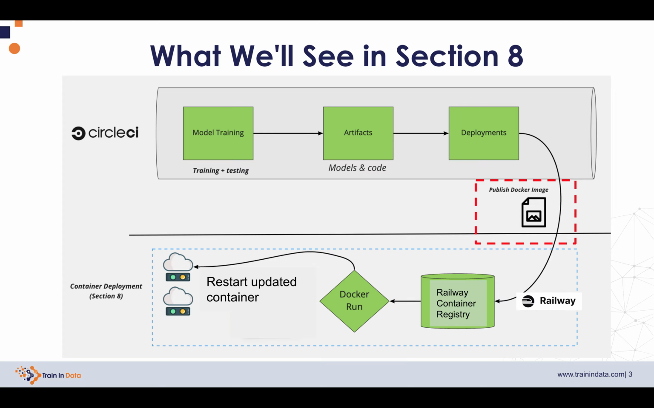And then Railway has a container registry where it will store the Docker images that are built, and then it will under the hood trigger docker run, and that's how Railway is running the application and triggering the deployment via Docker. Don't worry if that's not entirely clear yet.